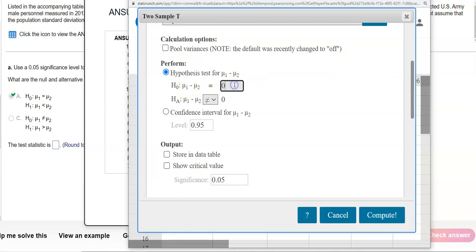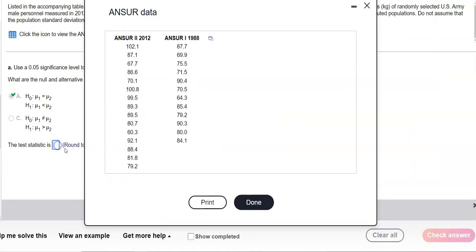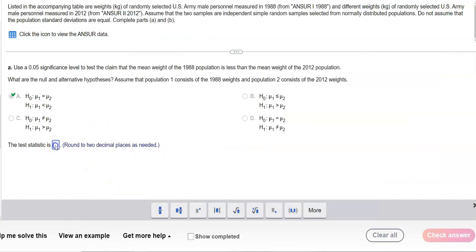So this number is going to stay 0 right here, and I do need to change the direction of the inequality in the alternative hypothesis. Remember, ours was a less than, so we're going to change this to less than. That's it. Now we're going to click compute. And this number right here under T-stat, that is our test statistic. So we're going to copy that and paste it into our answer field over here.